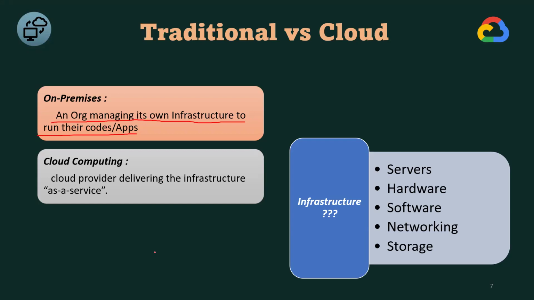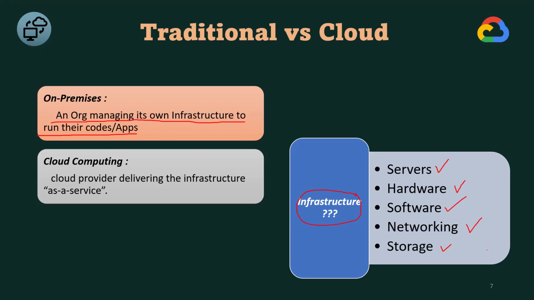Sir, what do you mean by infrastructure? Some people will ask me. Infrastructure can be a server, hardware, software, networking, storage, CPU, RAM, all of those things. So if an organization manages its own infrastructure to run its code and applications, that is nothing but a traditional working model.